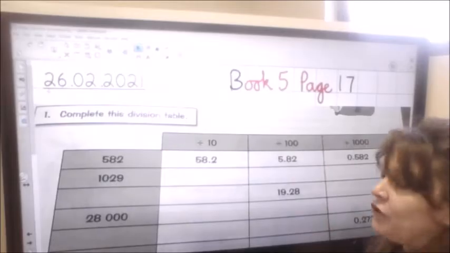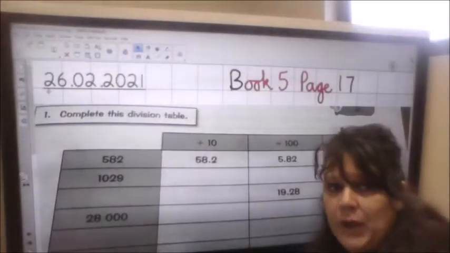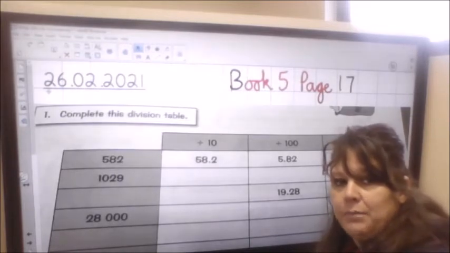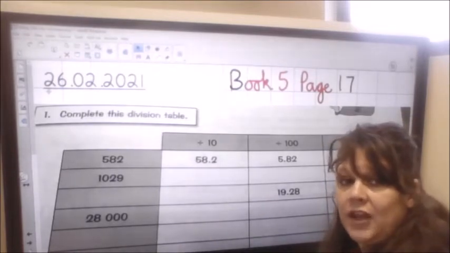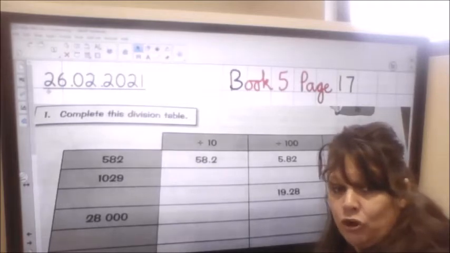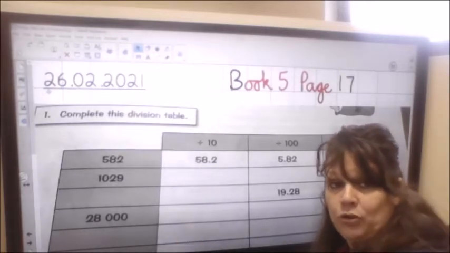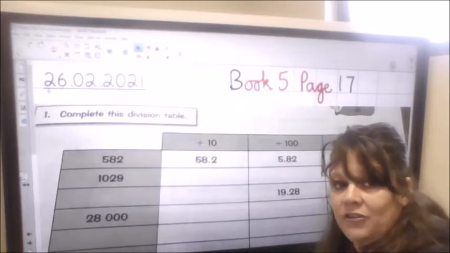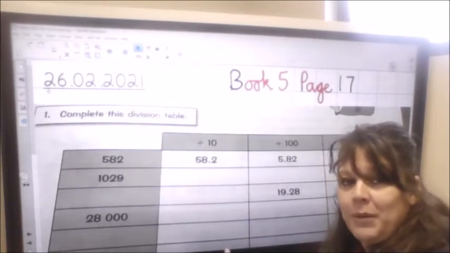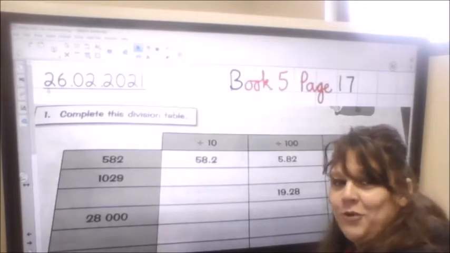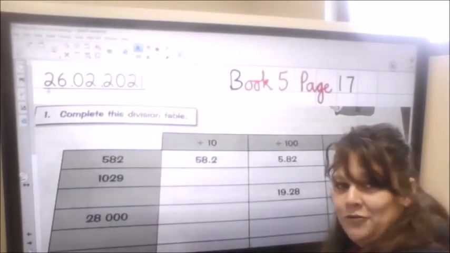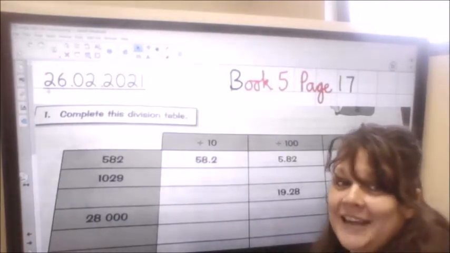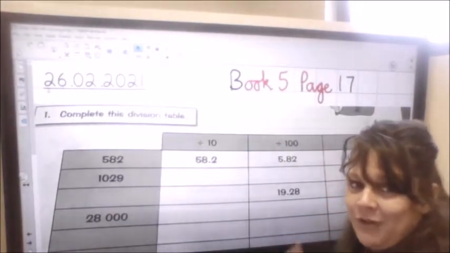If you remember, last week we had a look at multiplying by 10, 100 and 1,000. If we multiplied by 10, the digits moved one place to the left. If we multiplied by 100, they moved 2 places. If we multiplied by 1,000, they moved 3 places. Well, the opposite is the case when we divide. So when we divide by 10, digits move 1 place to the right. By 100, 2 places to the right. And by 1,000, yes, you've guessed it, 3 places to the right.